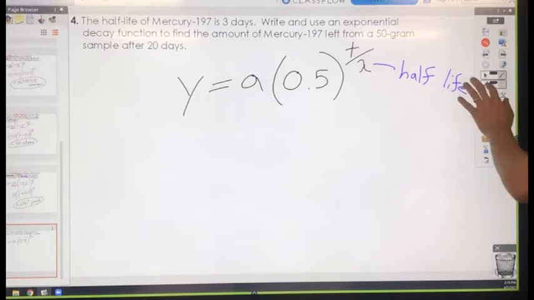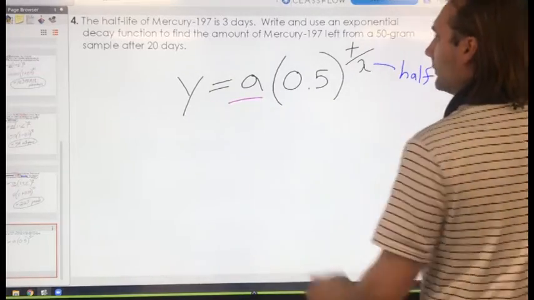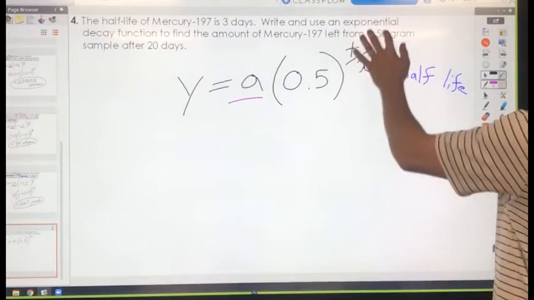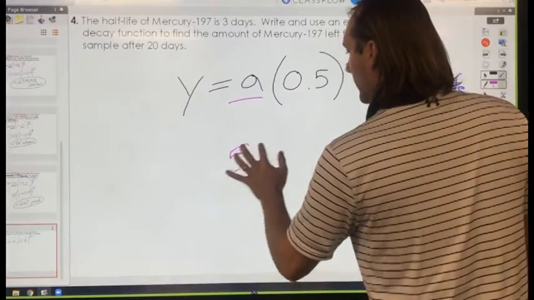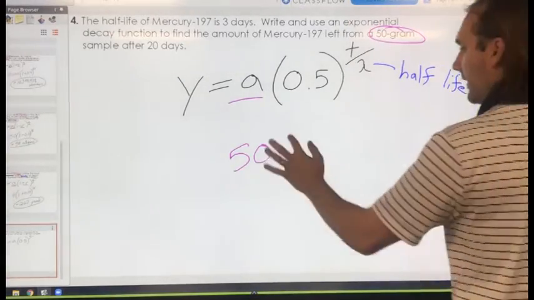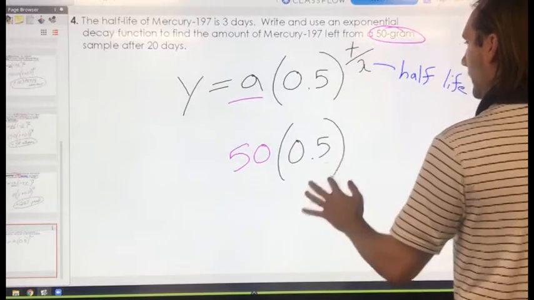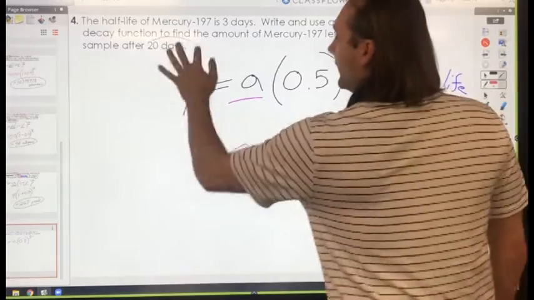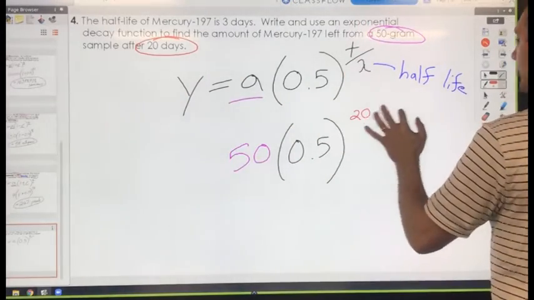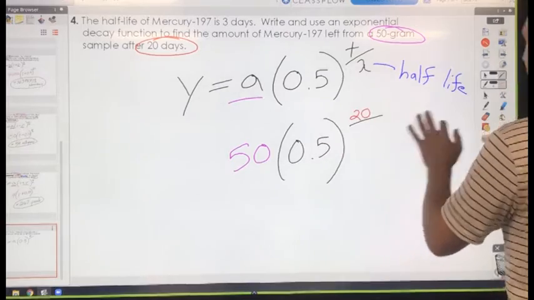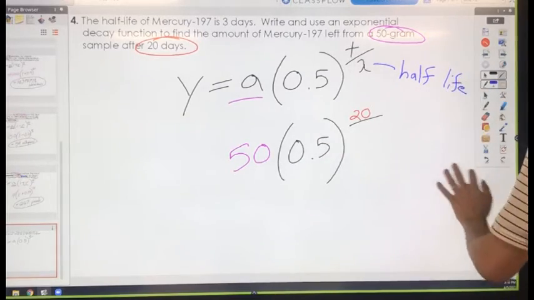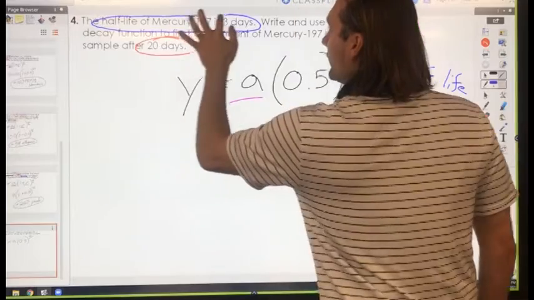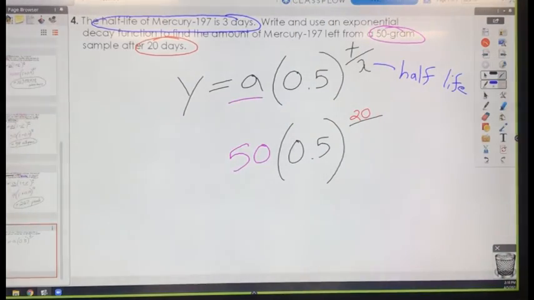Okay, so what is my a value? What's my initial sample I'm starting off with? 50 grams. It is decaying at a rate of half. How long? What's my t? 20. My t is 20 days, yep. And I have to divide that by its half-life, which is 3. Usually you're just going to see it written as just a sentence, the half-life of such is whatever. So 20 over 3.